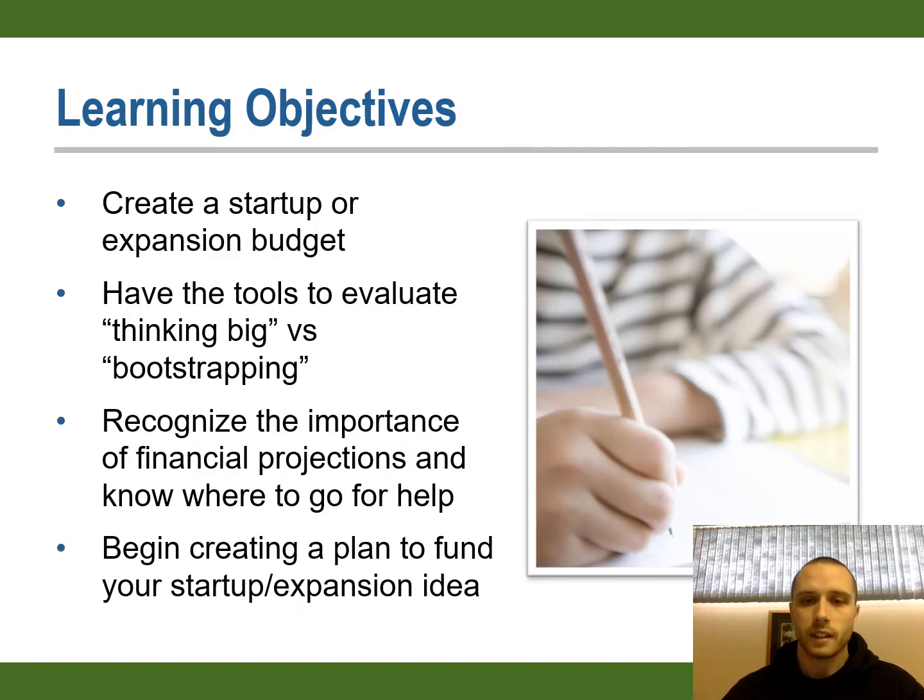The learning objectives for module number 7 are to create a business startup or expansion budget, to have the tools to evaluate advantages and disadvantages of thinking big versus bootstrapping, to recognize the importance of financial projections and know where to go for help, and to begin creating a plan to fund your startup or expansion idea.